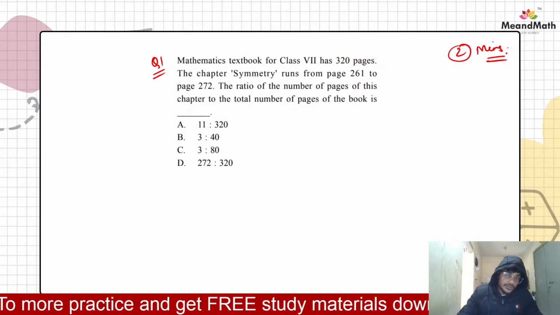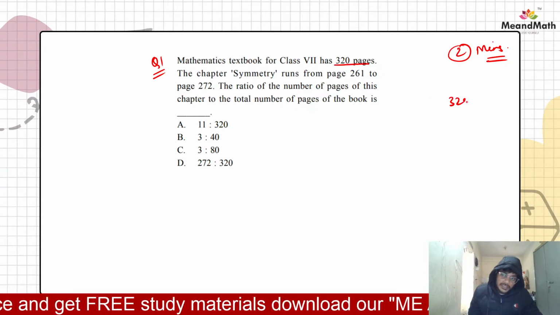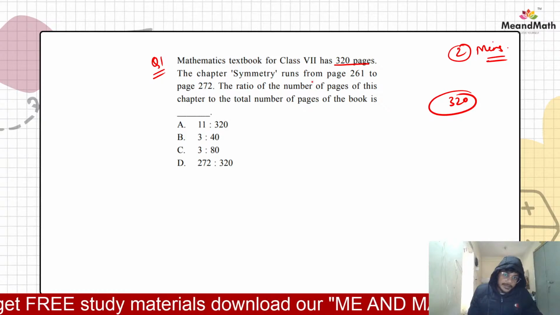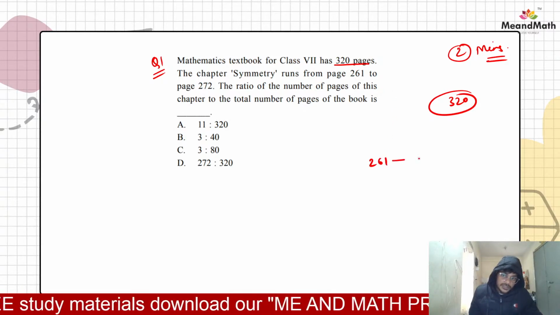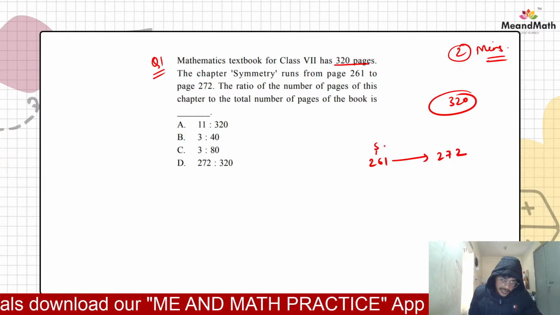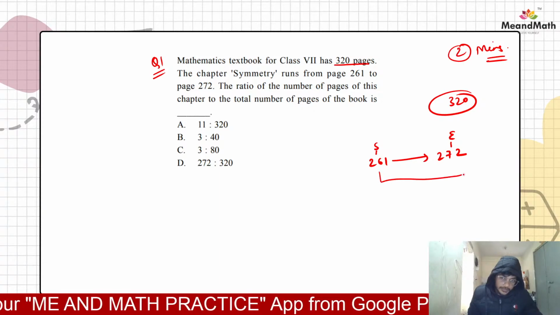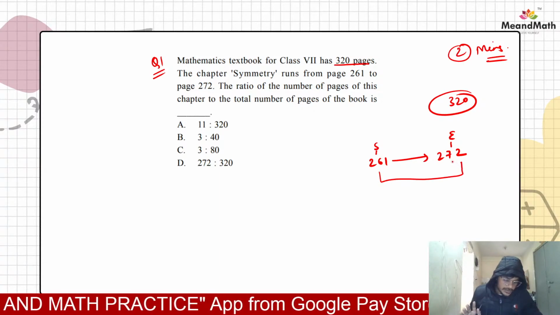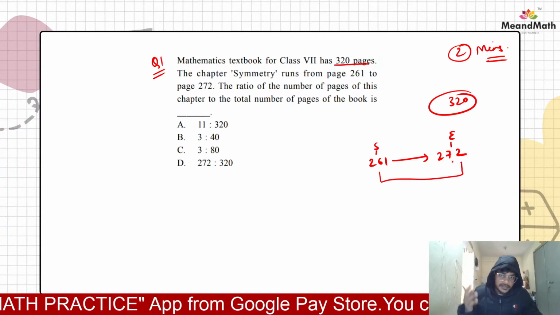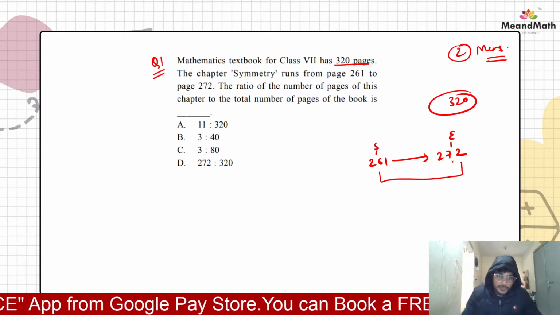See, the textbook has 320 pages. So total pages are 320, right? And chapter symmetry runs from page 261 to 272, right? So this is the starting and this is the ending page. So first of all, calculate the total pages of the symmetry chapter, and then find out the ratio of this page count to the total number of pages.